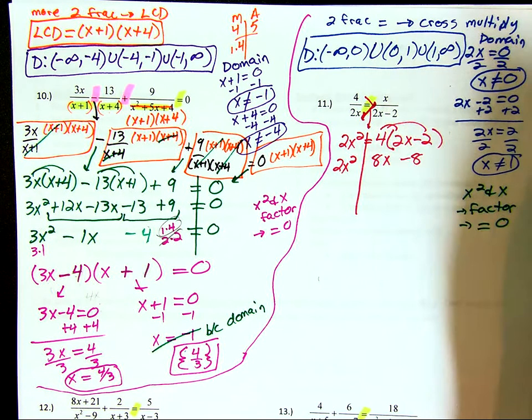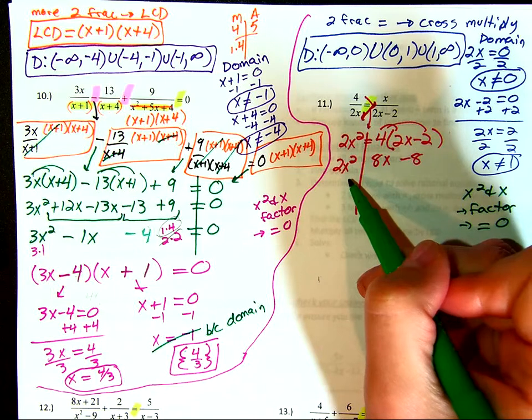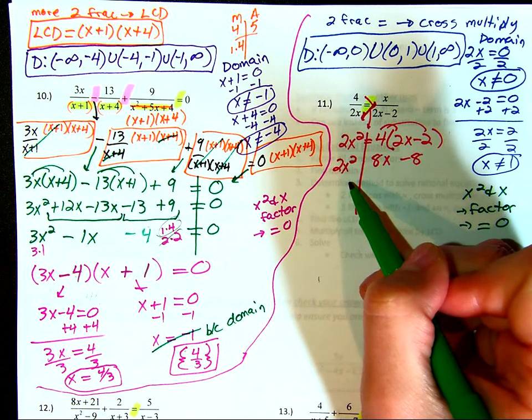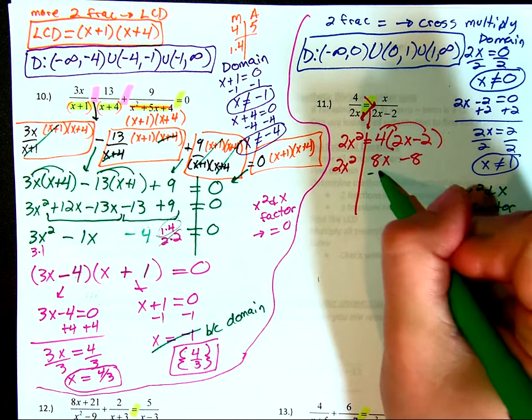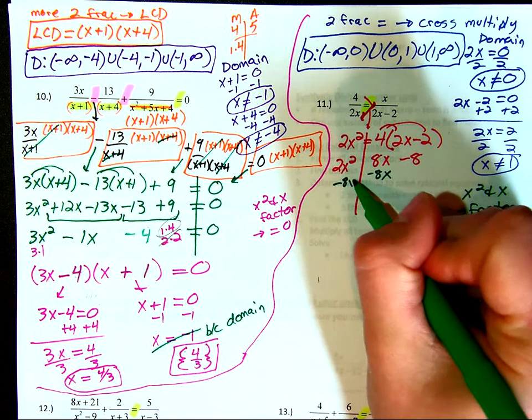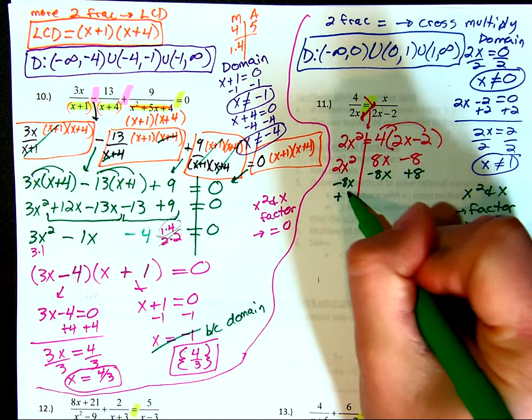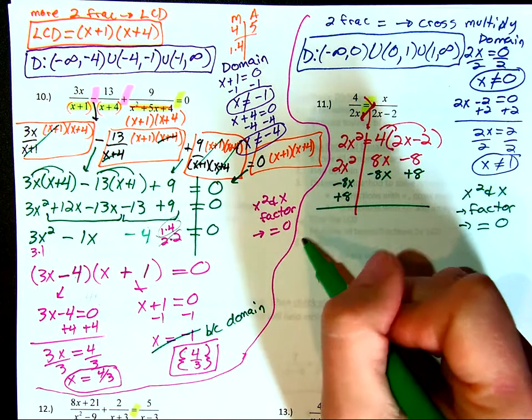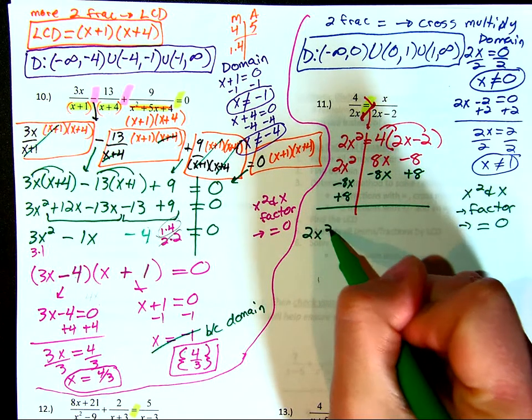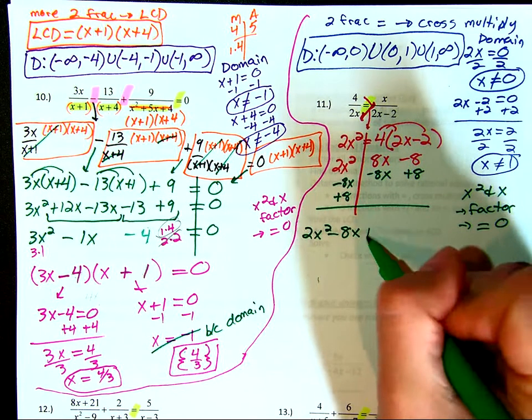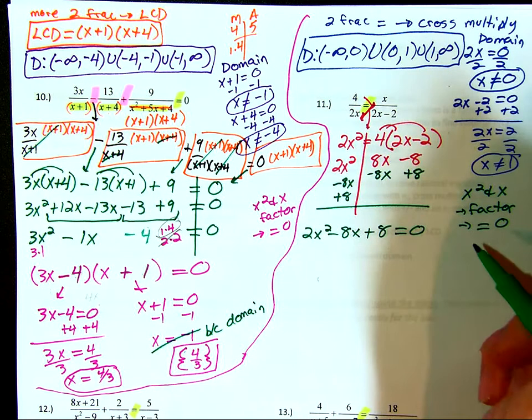So I'm not going to move the 2x squared because then it'll make my lead coefficient negative, and I don't like to deal with that. So I'm just going to subtract the 8x and add the 8. So now none of these are like terms, so I have 2x squared minus 8x plus 8 equals 0. And now I'm going to start factoring by pulling out my GCF.